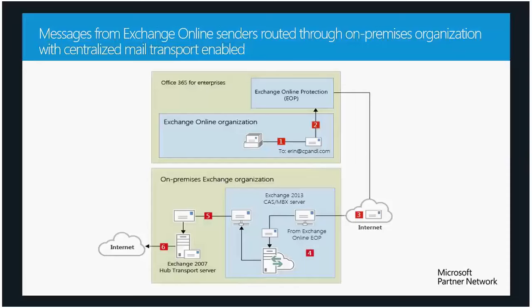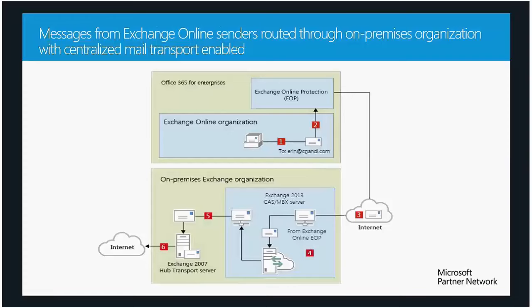The Exchange Client Access Server receives the email. Again, it will perform the compliance, antivirus, and the other processes that were configured on the server, and then it will send the email further to the Exchange Hub Transport server. This will look up the MX record and will send the email further to the internet.